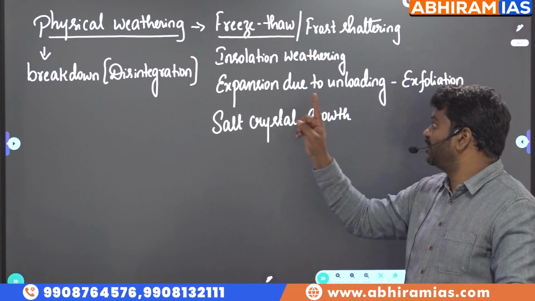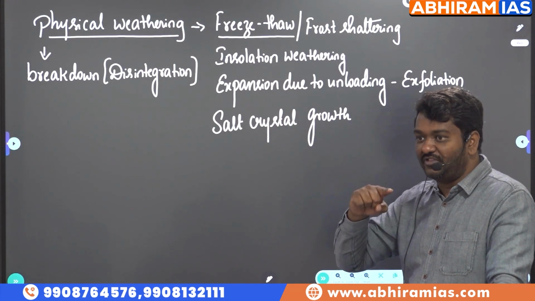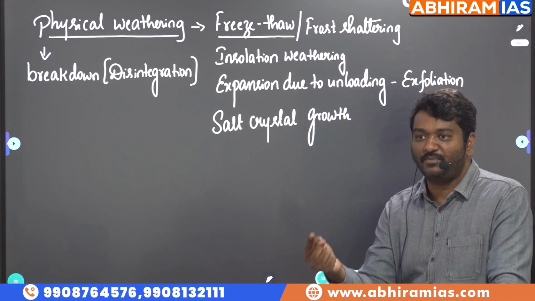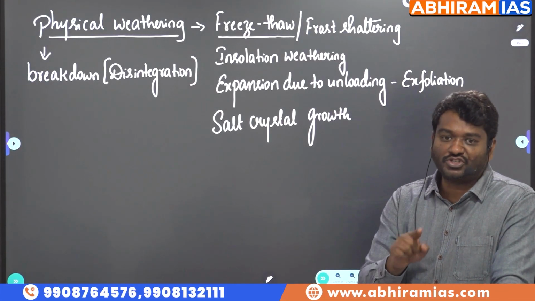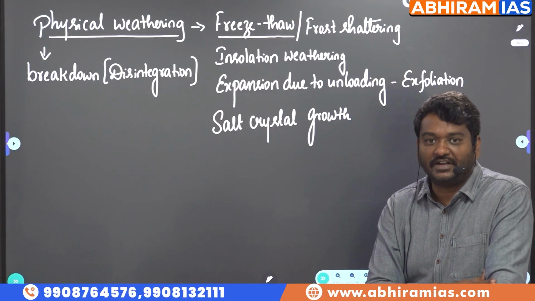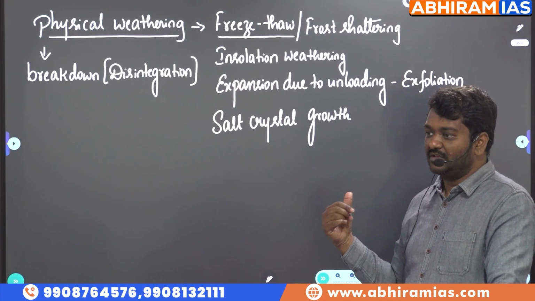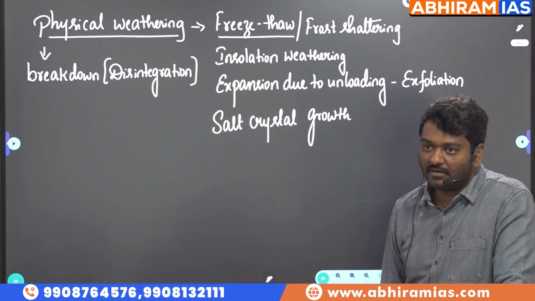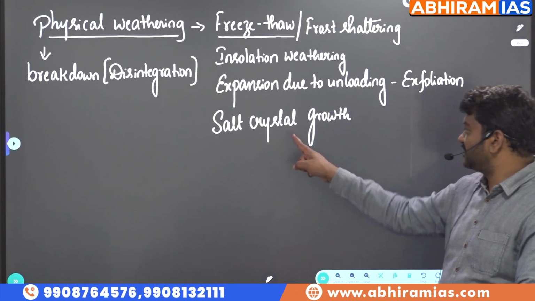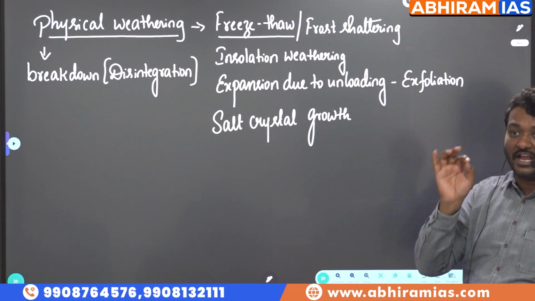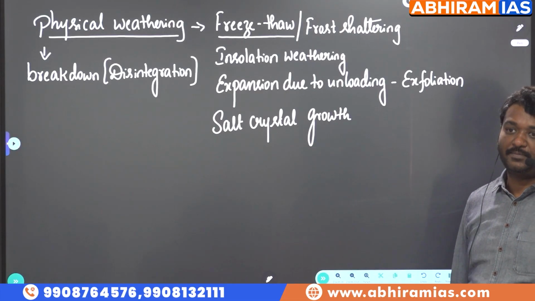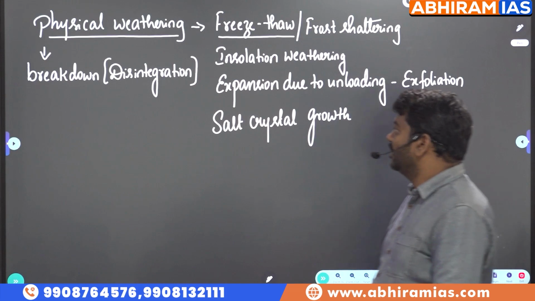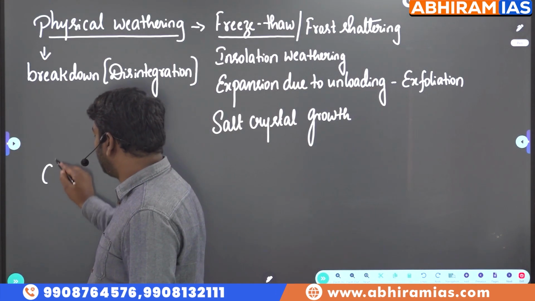So what is the difference between physical and chemical? If there is change in composition, we call it chemical weathering. If there is no change in composition, we call it physical weathering. That's why that word is very, very essential for you. Salt crystal growth is a type of physical weathering. Many people get confused. That's why this was asked in the exam. Okay. Then you have chemical weathering.